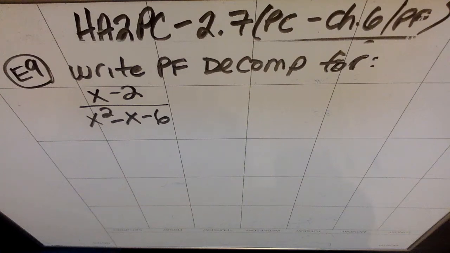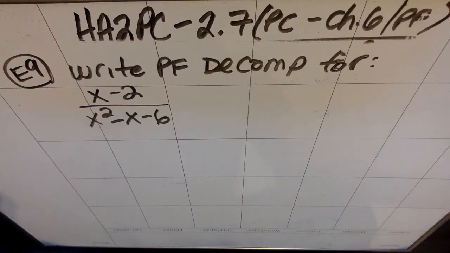Honors Algebra 2 Pre-Calc, we're doing section 2.7, which is part of our chapter 6/partial fractions unit in Pre-Calc. Example 9, write the partial fraction decomposition for the quantity x minus 2 over the quantity x squared minus x minus 6. So this problem is actually fairly straightforward and easier than some of the other recent examples. Like, I'd argue this is easier than 8 or 7.